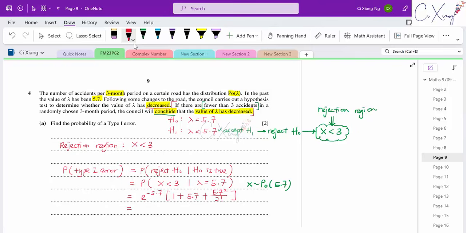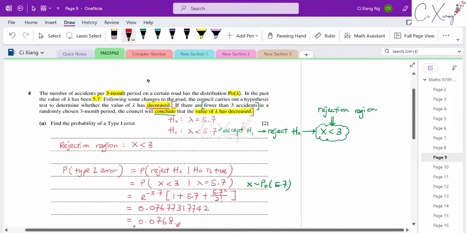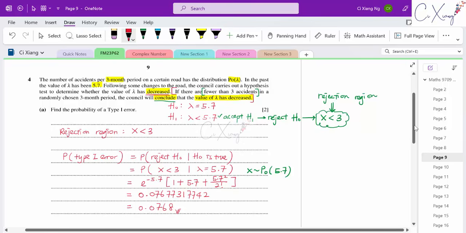Okay, so after you write out the steps properly, you can try to find the answer from the calculator. The long answer should be something like this, and of course we can correct it to 3 significant figures, where it should be 0.0768. So this is actually the probability of type 1 error for this particular question.